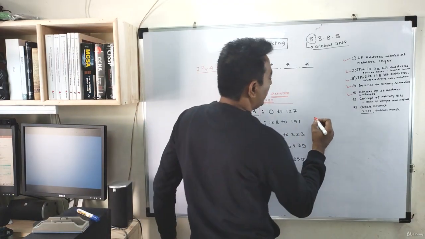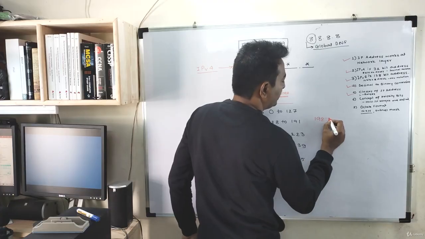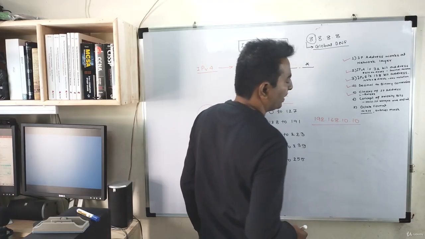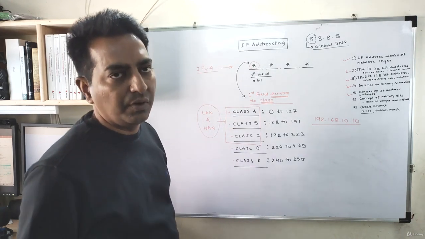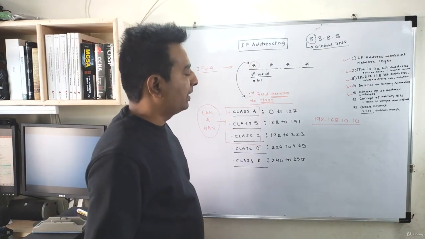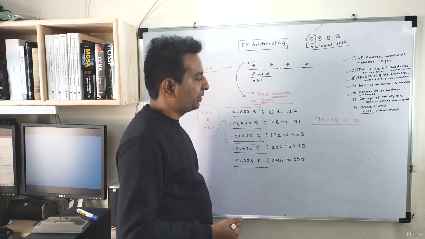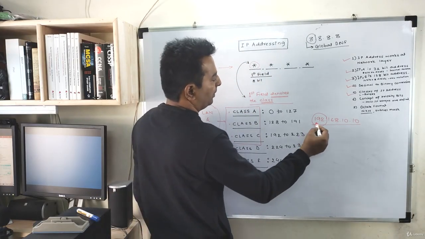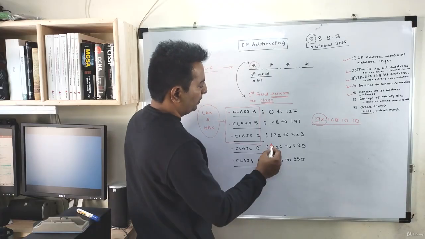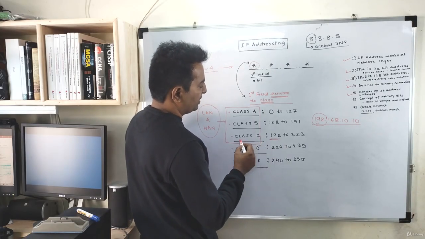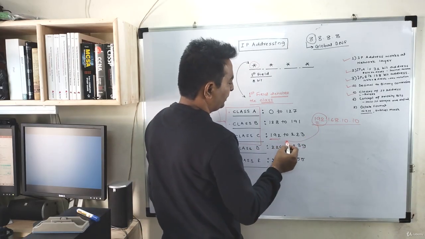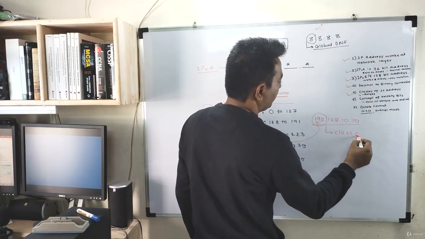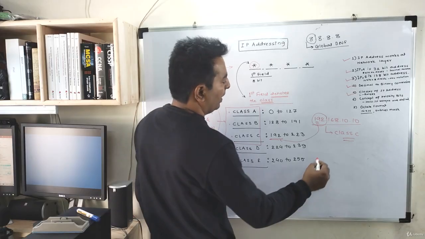Let us take an example. I am writing an IP which is well known, 192.168.1.1. This kind of IP address you might have come across on your laptop working at home, or maybe in your office network as well. Now if you look at this first field, the first field is 192. So class C starts with 192. So this is a class C IP address. Okay.